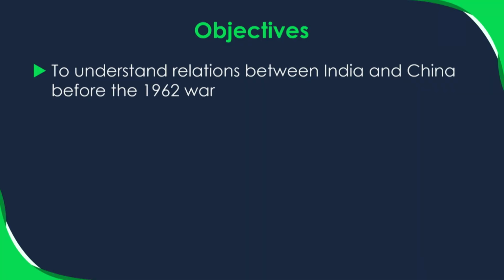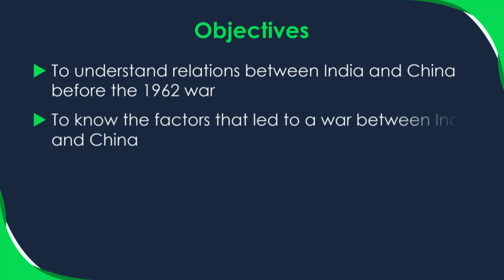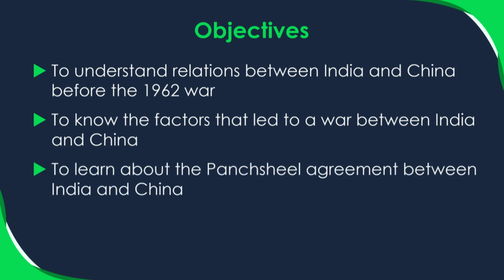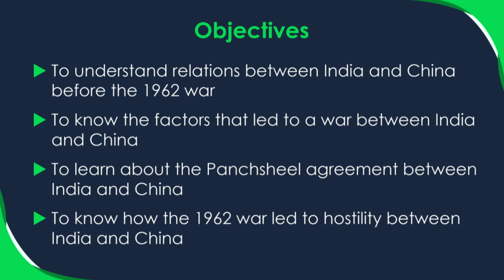In this lesson, we are going to discuss the 1962 war between India and China. The main objectives of this lesson are to understand the relations between India and China before the 1962 war, to know the factors that led to a war between India and China, to learn about the Panchashila agreement between India and China, and to know how the 1962 war led to hostility between India and China.